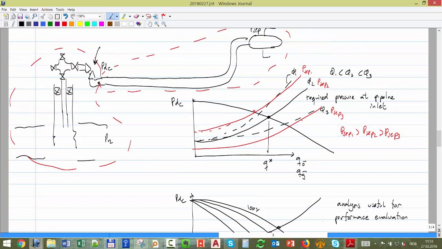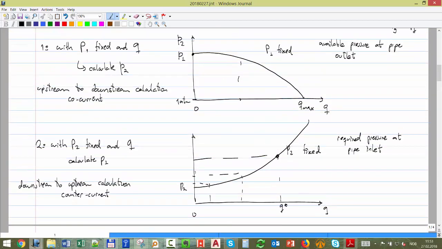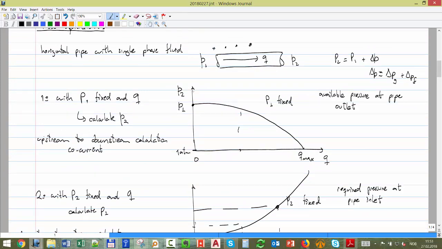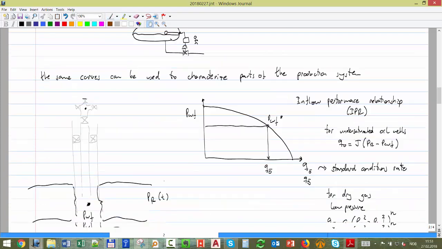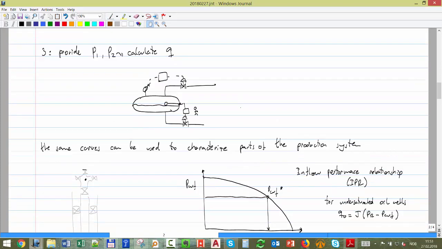Some questions during the break asked why, if we have a pipe going downwards, the curve will look slightly different. Yes, but this is an approximation. It might be very different if the pipe is not horizontal, and might look slightly different depending on the conditions of the system. But basically, you always have an available pressure that ultimately goes down with rate, and a required pressure that ultimately goes up with rate. And the intersection, the equilibrium point, is where the two are the same.